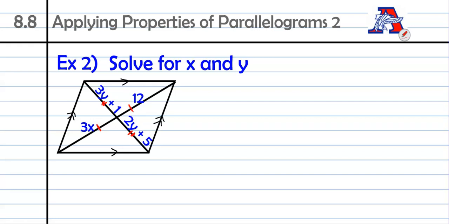So I'm just going to start with the x's and say 3x equals 12. It's that simple. Divide by 3, and x has to be 4. And then the other one is just going to be more work. But this left diagonal and this right diagonal, or half a diagonal, are going to be equal to each other. They have to be. So 3y plus 1 equals 2y plus 5.